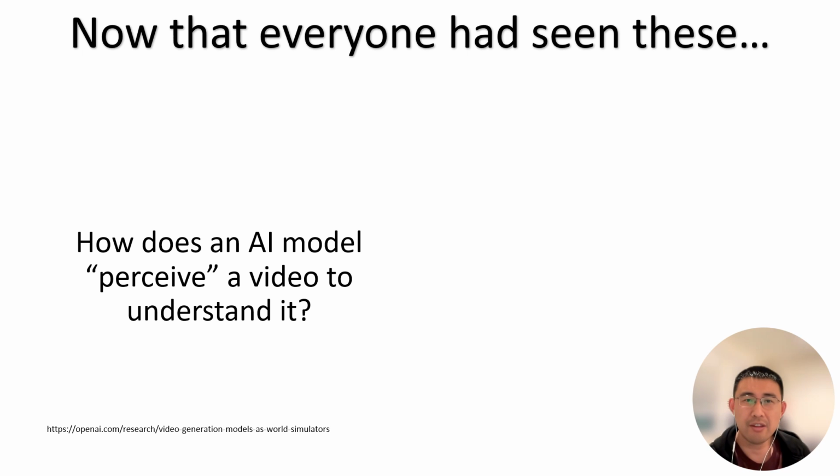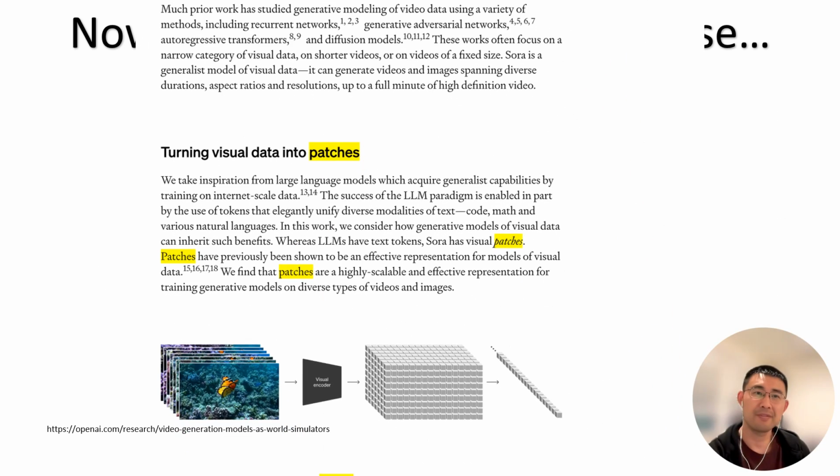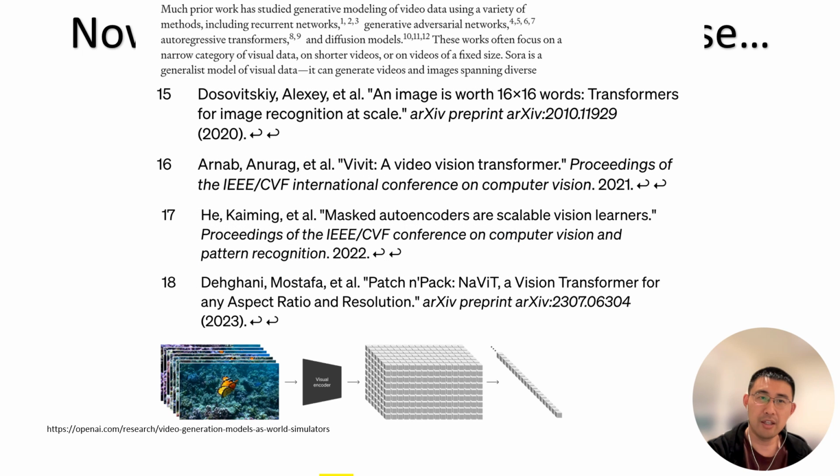So of course I looked at the technical report released by OpenAI, and the key element they keep referring to in their technical report is patches, space-time patches. When I went deeper, it showed a few references for how they were doing the patches, and there are 4 papers listed.